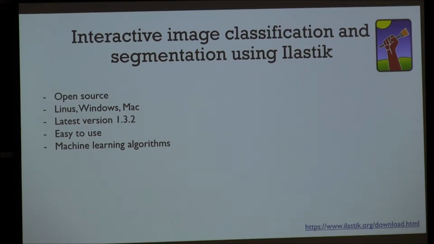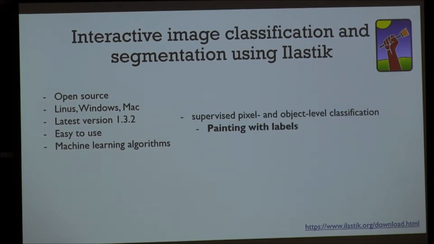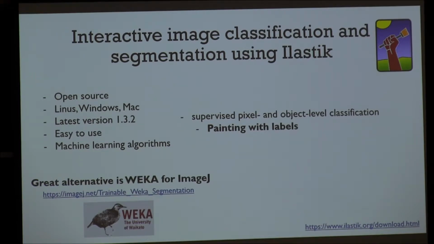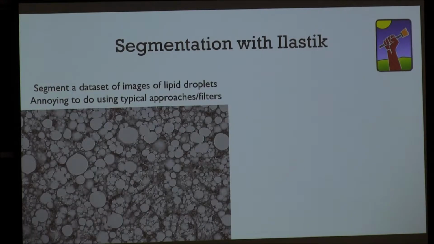algorithms. So it's open source, and it runs on Windows and Mac. Its idea is to do a sort of learning style segmentation. So this is supervised pixel and object level classification. And the idea from the logo you can see is that you're meant to paint with labels. I'll go through what this actually means, but a really great alternative to this program is actually Weka for ImageJ. It's also performing the same sort of supervised learning segmentation.